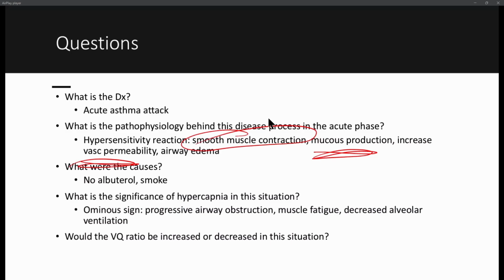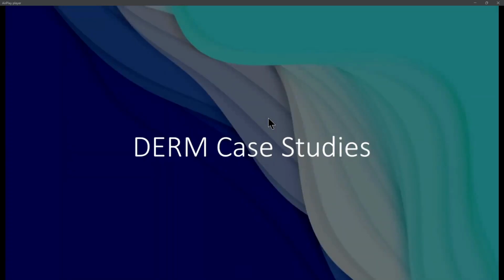Now, acute asthma, what would the VQ ratio be in an acute asthma situation? Is this a problem with airway or perfusion? Airway. So airway means it's going to be decreased. Okay? So if you decrease the ventilation, the VQ goes down. If you decrease the perfusion, the VQ goes up. Okay, that's it for the pulm stuff. Moving on to derm.